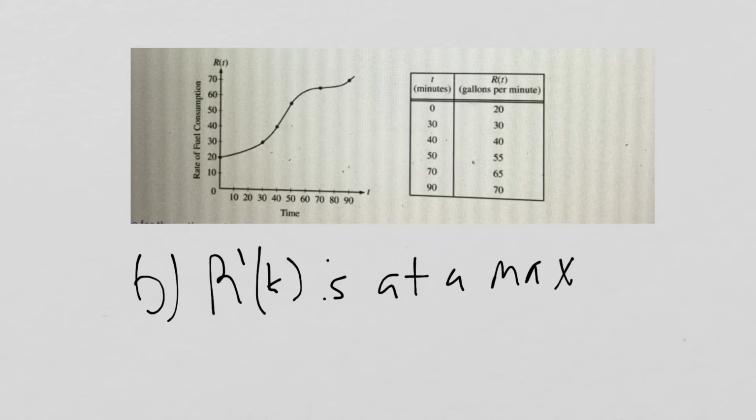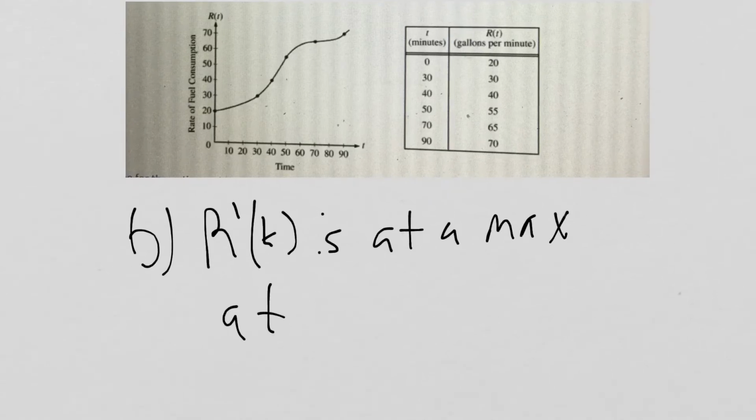Okay, part B is asking about R double prime 45. It says the rate of fuel consumption is increasing fastest at t equals 45. So what that language needs to tell me is that R prime of t is at a max at t equals 45, because that's where R is increasing fastest. That's where its slope is largest.